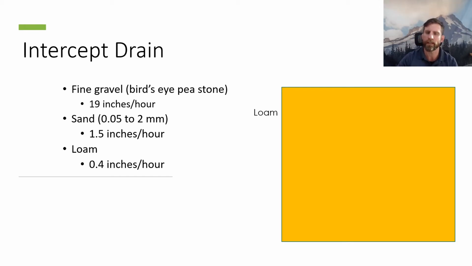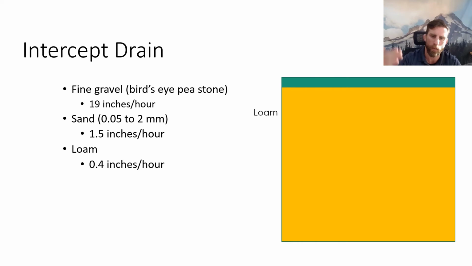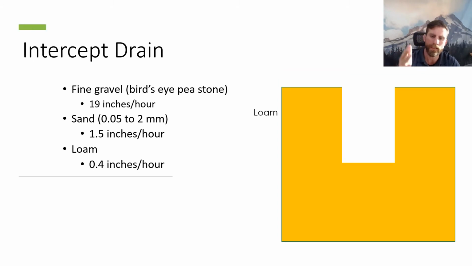On the right over here, you have a square which represents a loam soil. And remember, this loam soil can only drain as fast as 0.4 inches per hour. So we're going to take this loam soil, we're going to see that water pool on top of it can only drain 0.4 inches per hour. Okay. If we then cut a drain tile down into this soil, so we trench a line in here into this soil, the loam soil.